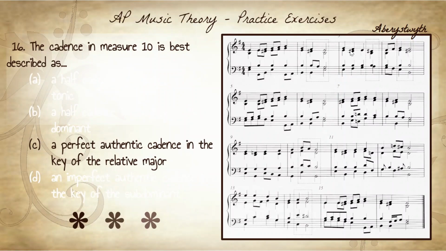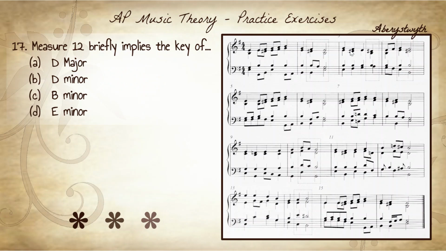Correct answer is C. Measure 10 ends with this G major chord. That would be a mediant in our original key of E minor. Since the mediant is not a viable cadence chord, we look at the chord preceding the G major chord and note that it is a D major with an added seventh. Since G major is the relative major of E minor, the phrase has shifted to G, ending with a perfect authentic cadence.